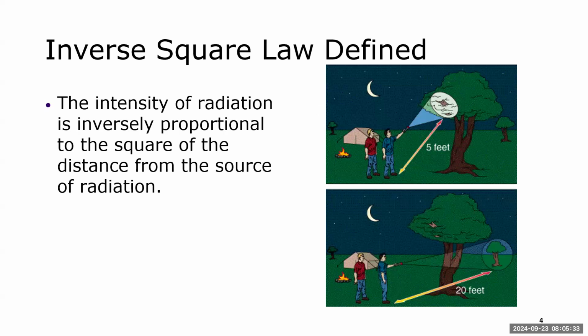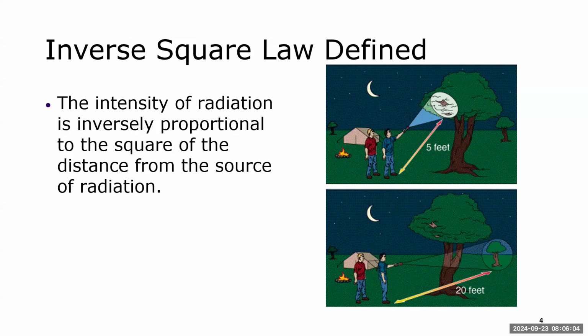Well, we can talk about that in the inverse square law. And so the actual definition of inverse square law is the intensity of radiation is inversely proportional to the square of the distance from the source of radiation. So that's a lot of words in there. But if you break it down, you could figure out exactly what this is talking about just from what we already know about some different things that we've talked about relationally.